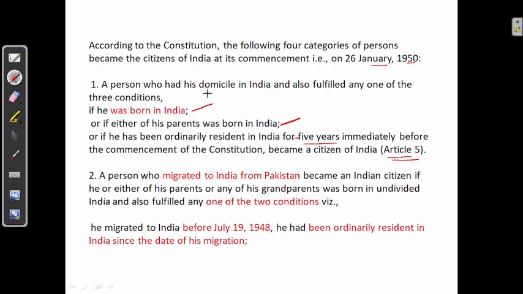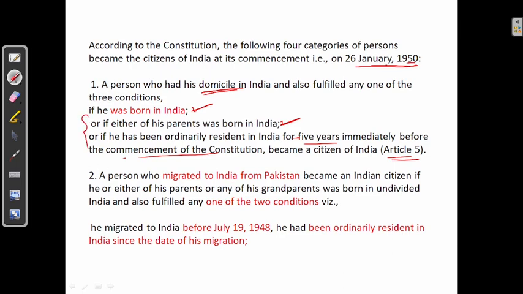So a person who had his domicile, that is residence, in India, and fulfilled the following conditions: either he was born in India, or either of his parents was born in India, or he has been ordinarily resident in India for 5 years immediately before the commencement of the Constitution, that is 5 years prior to the 26th Jan 1950.